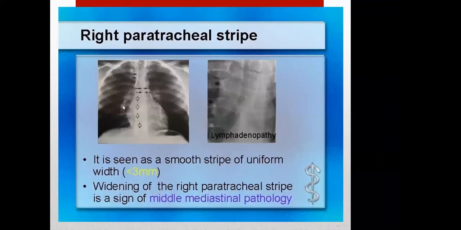First, we have the right paratracheal stripe, which is formed by the right tracheal wall. We explained it previously. It is less than 3 mm in diameter. And if it is widened, as it is shown here, it indicates middle mediastinal pathology.